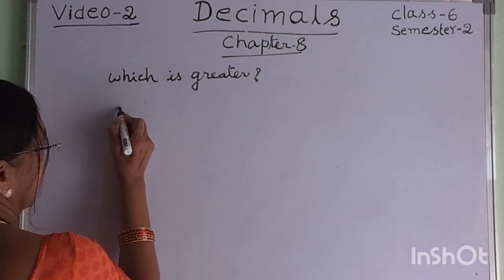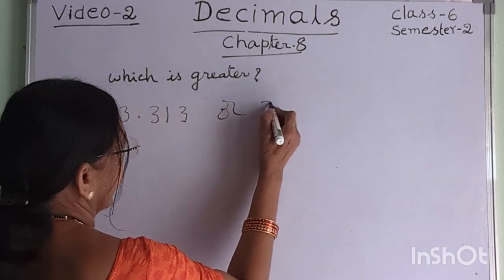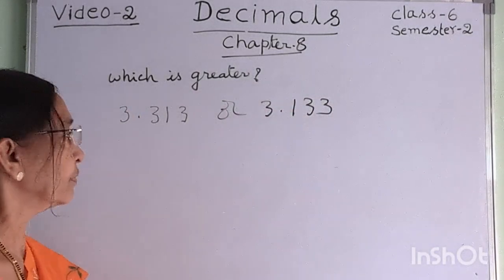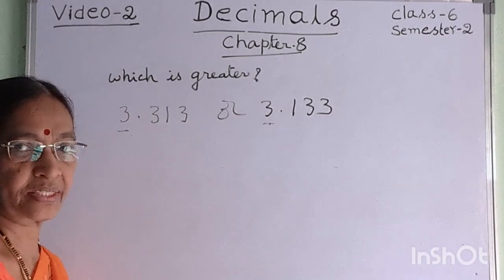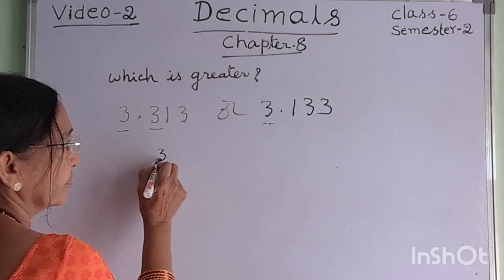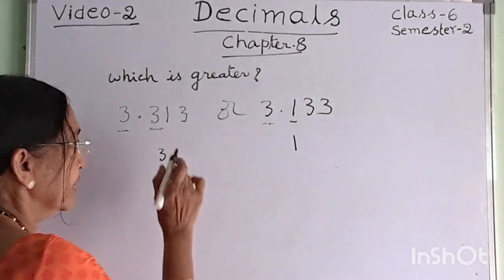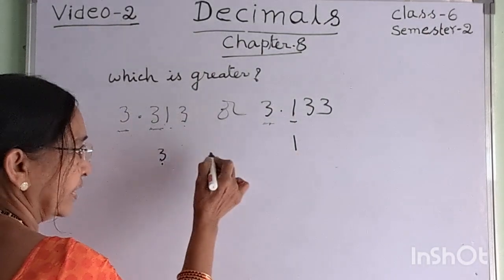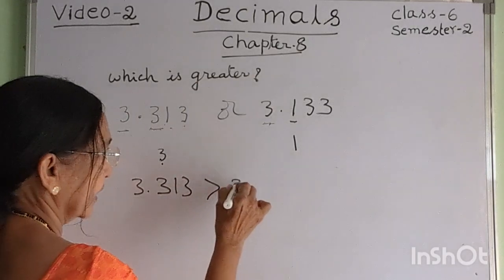Here, which is greater, 3.313 or 3.133? Among these two, which is greater? Here in the ones place there is 3, here also there is 3. Therefore up to the ones place they are equal. Here in the tenths place there is 3, but here in the tenths place there is 1. Therefore we need not compare the digits in the other places. As 3 is greater than 1, we can say 3.313 is greater than 3.133.